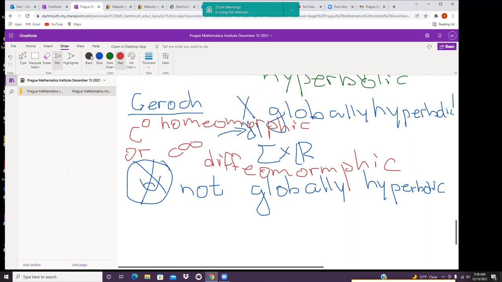So Geroch's theorem, which was proved in the 60s, is about homeomorphic. Of course, if you are doing physics, then you want to solve some sort of partial differential equation. So you probably want to have a statement that it is diffeomorphic. And there was lots of confusion because quite a few physicists were using Geroch's theorem under the assumption that it says that it is diffeomorphic to sigma cross R, but Geroch's theorem does not say it. So the diffeomorphic part of the statement was proved rather recently, in about 2010, by Bernal and Sanchez, whose names I have mentioned before.